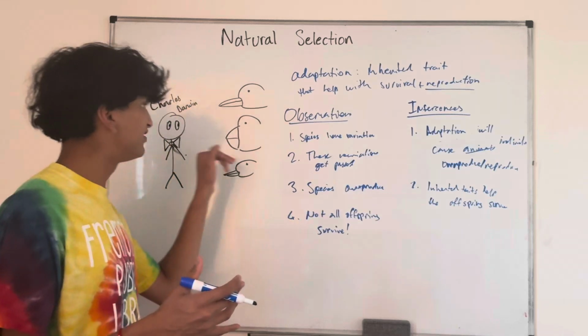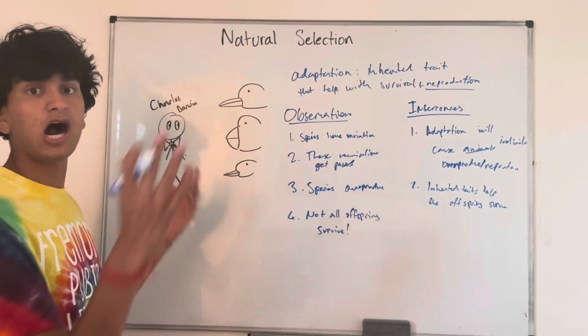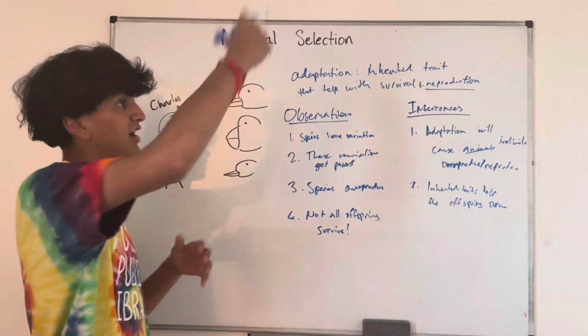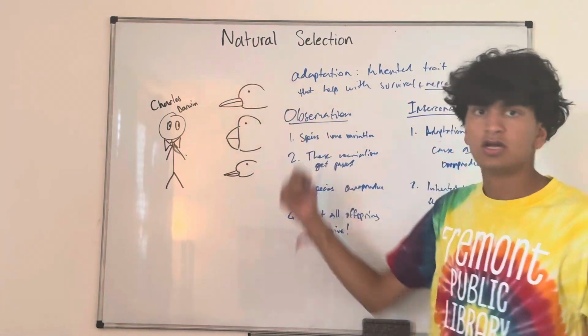So these beaks, right, to evolve. Let's say maybe the finches in England, or the common ancestor, had a beak more like this, more like this one.